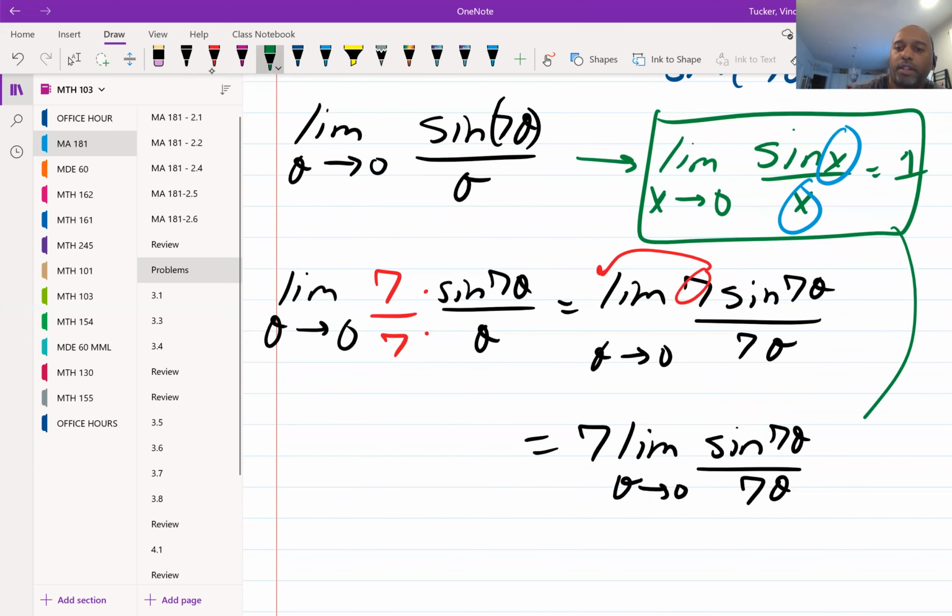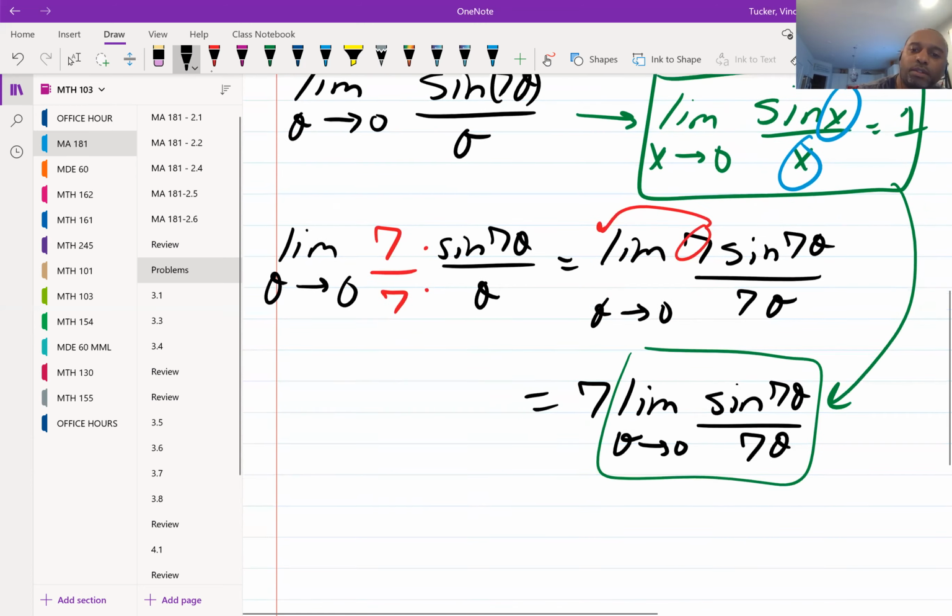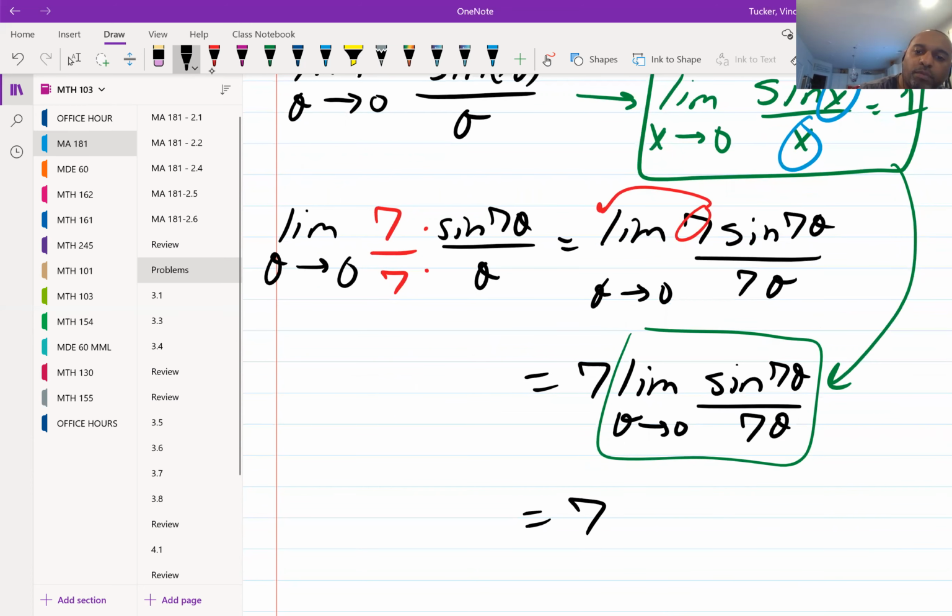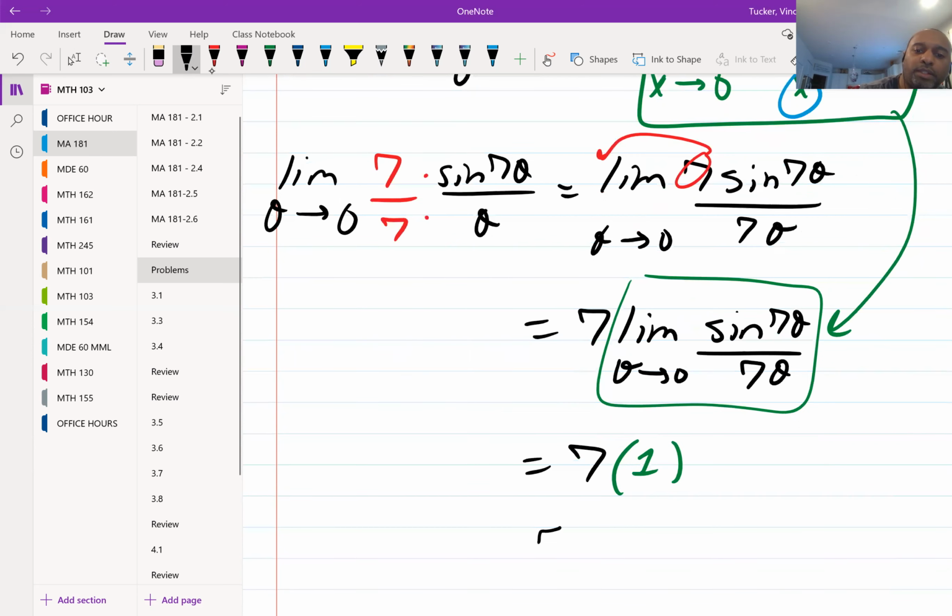Now, if I apply this here, that part right there is going to be equal to 1. And your final answer will be 7.